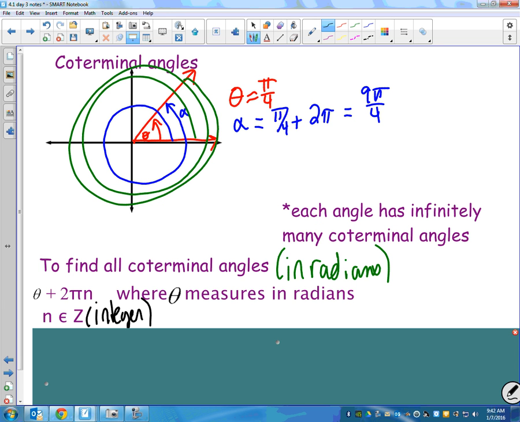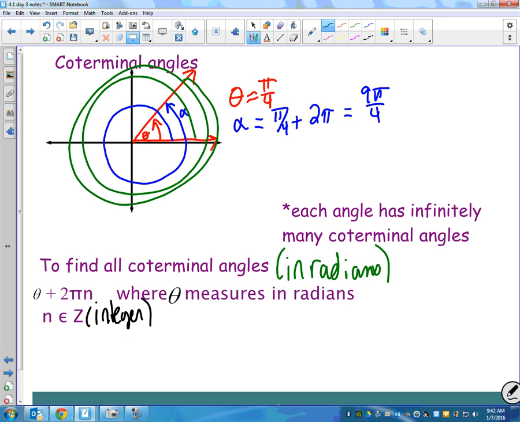We could write the same formula in terms of degrees, but instead of saying 2 pi n, what would we have to be multiplying by? What multiple? 360. So you can add or subtract any multiple of 360 degrees. It just means where n is an element of Z. That just means where n is an integer.